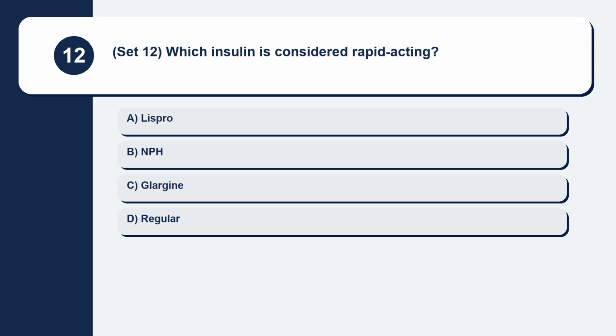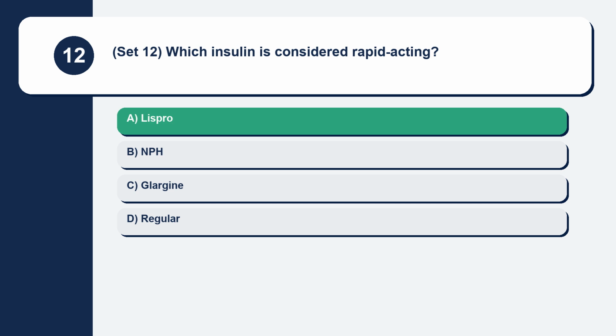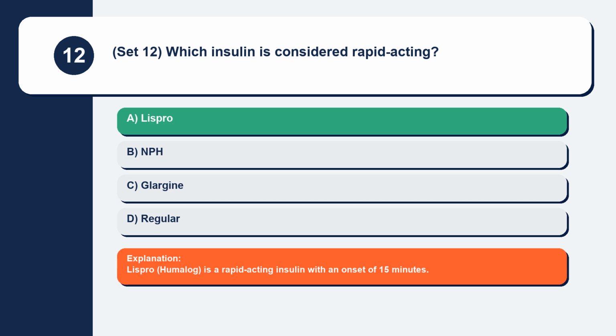Question 12, Set 12. Which insulin is considered rapid-acting? Lispro, NPH, glargine, regular. Lispro, Humalog, is a rapid-acting insulin with an onset of 15 minutes.